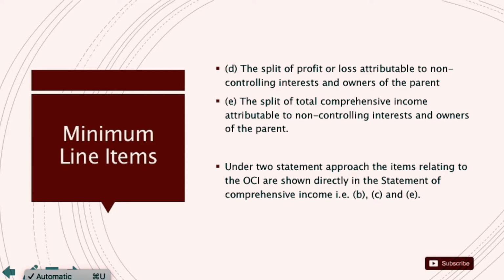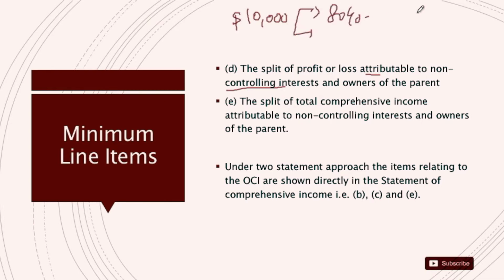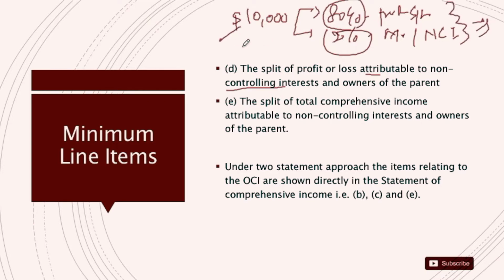And you need to split them among the non-controlling interests. For example, if there is a $10,000 profit and you hold 80%, which means 80% of the profit belongs to you. So this is your profit attributable to the shareholders, and 20% belongs to the minority interest or non-controlling interest. This comes up in group accounting. When we discuss group accounting, we will understand. For the time being, you need to understand that you need to provide a split-up for the profit or loss and for the total comprehensive income, for both of them.